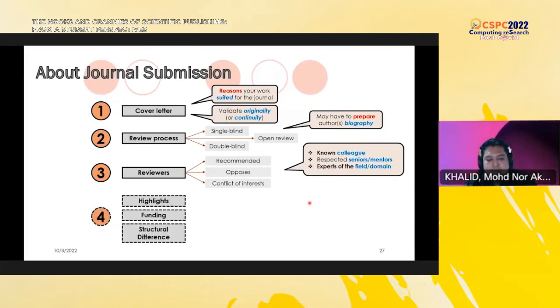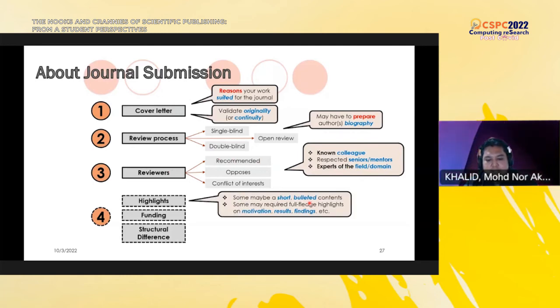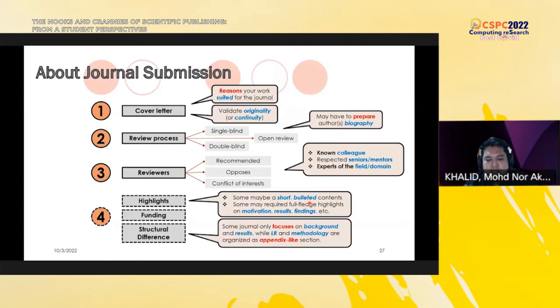Then highlight funding, structural differences. These are optional, but sometimes they ask you anyway. So you need to identify them before you can actually submit your paper or your publication.